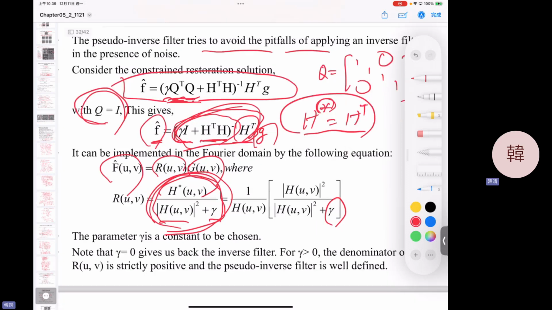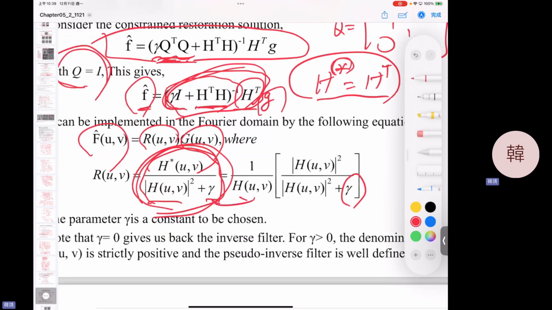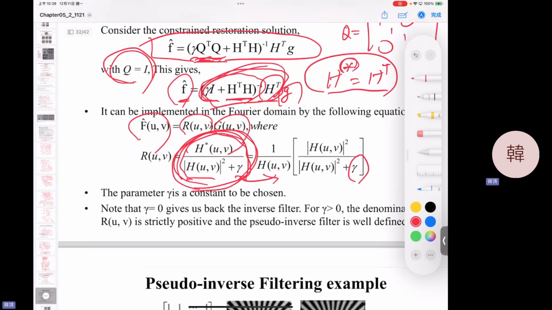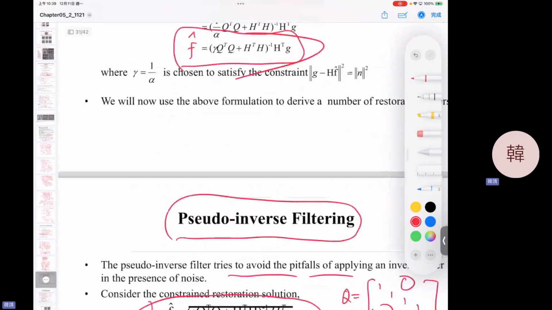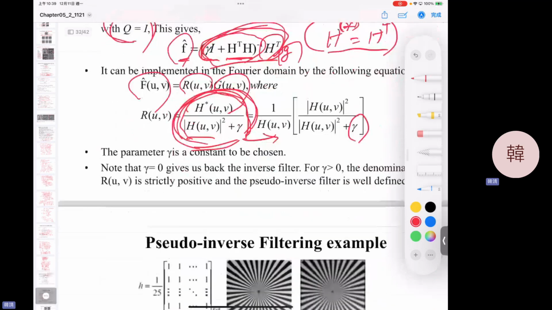Then sure, you can modify this one like this, take 1 divided by H(u,v) as your cofactor. You don't have to do that as well. But please look at this one. This depends on the gamma. The gamma here is our previous lambda, our Lagrange multiplier. I think it becomes 1 divided by the Lagrange multiplier coefficient. However, if you choose this parameter, gamma is constant there, different from our previous inverse filter.